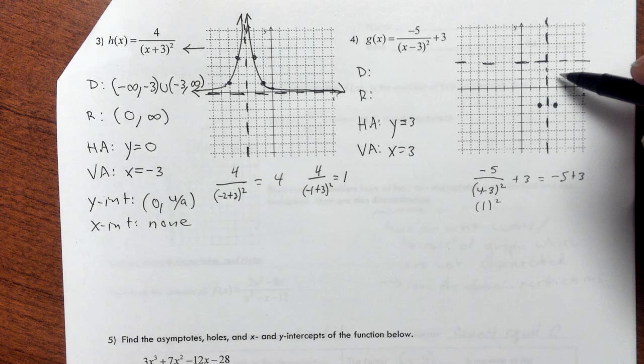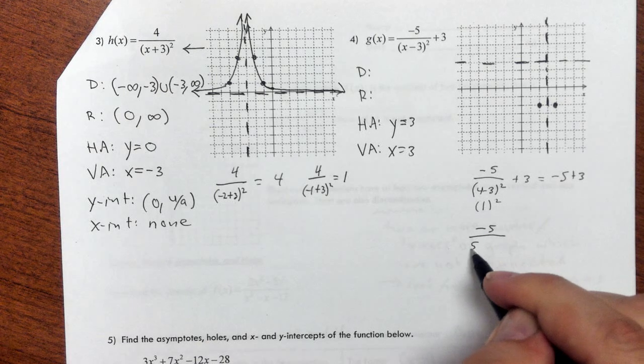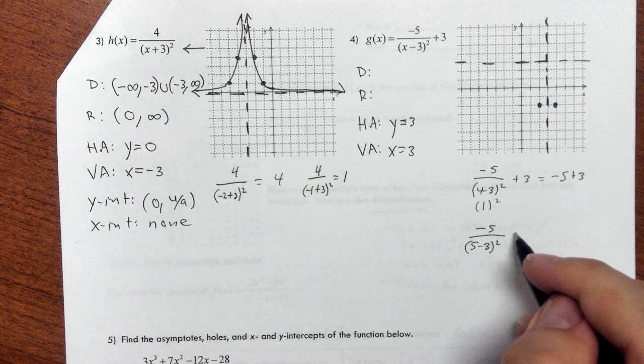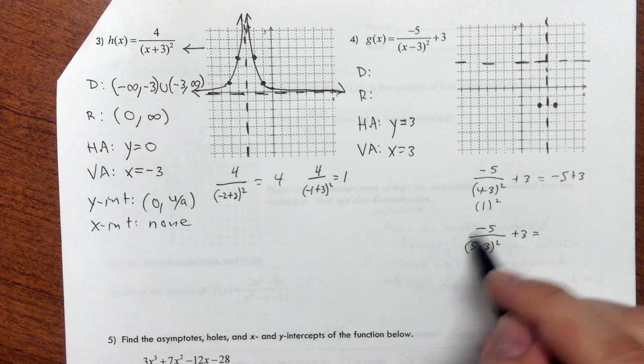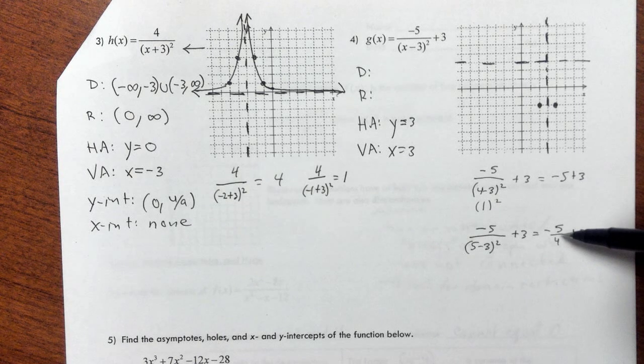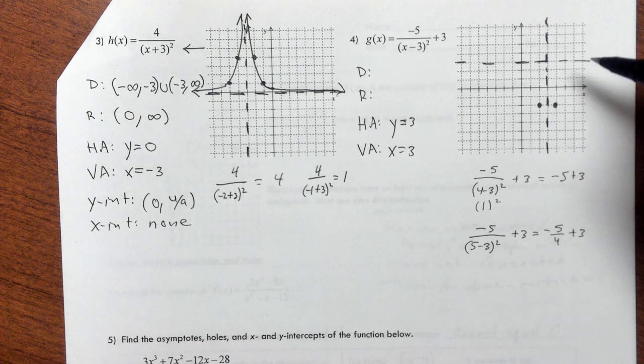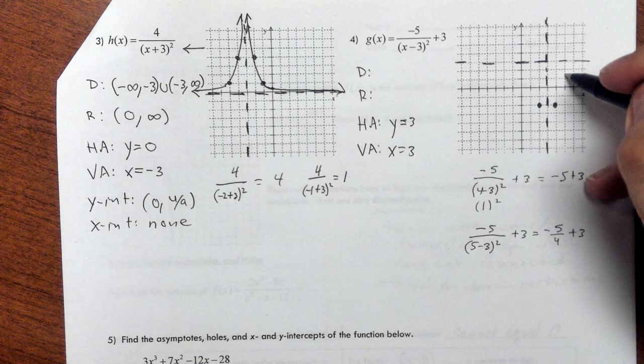If you put in 5 for x, it's a little bit harder to do, but I will have -5 over 5 minus 3 squared plus 3. That's -5 fourths plus 3. -5 fourths, that's -1 and 1/4. So 3 minus 1 and 1/4 is 1 and 3/4. Again, you see why the calculator can be useful for something like this.